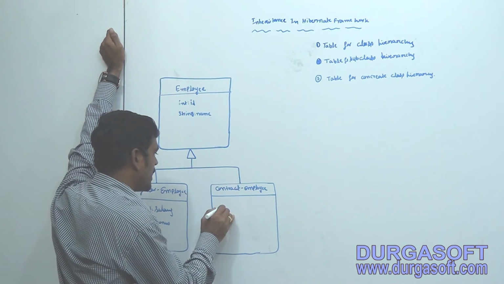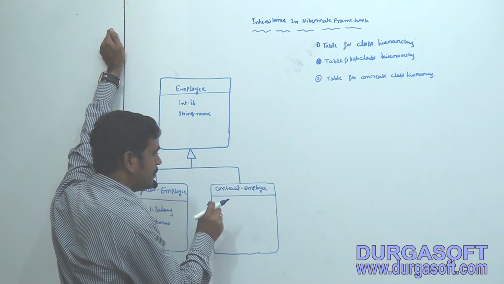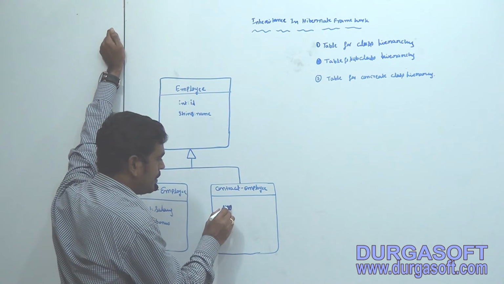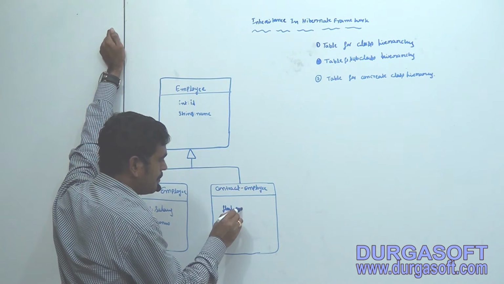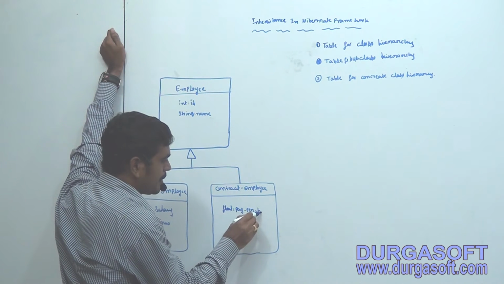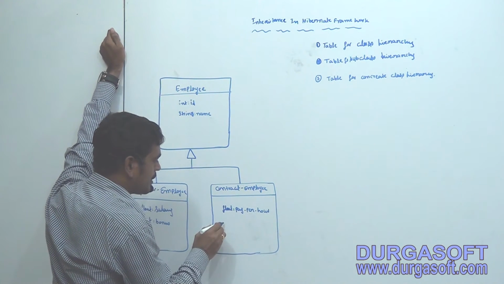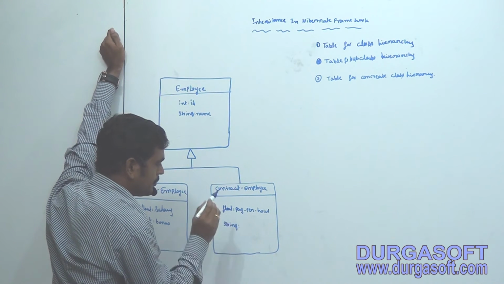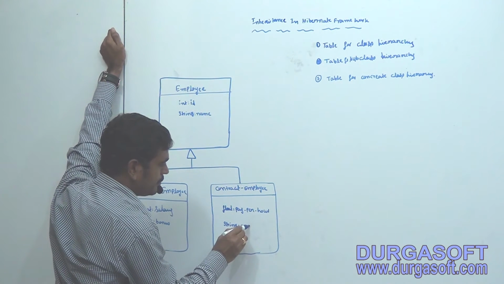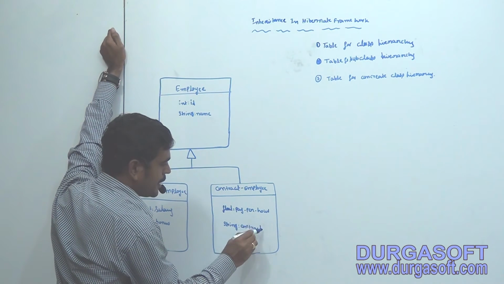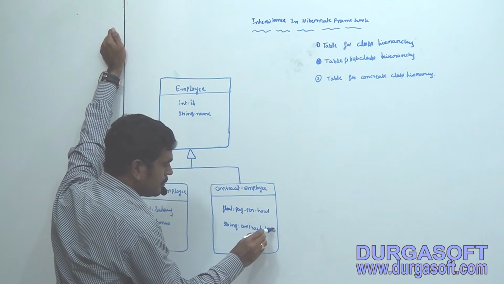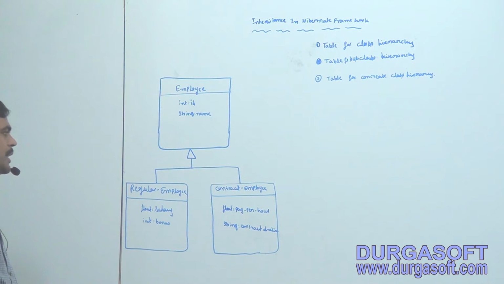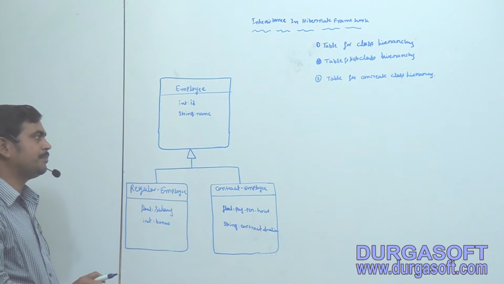Contract employee has some specific fields. What are the specific properties here? Number one, float pay per hour. The next, String contract duration. Like this, every company has many kinds of employees.